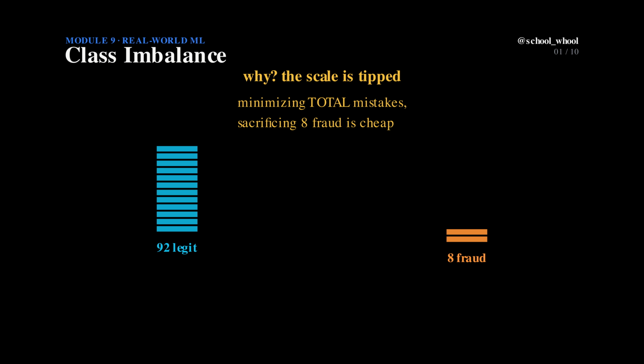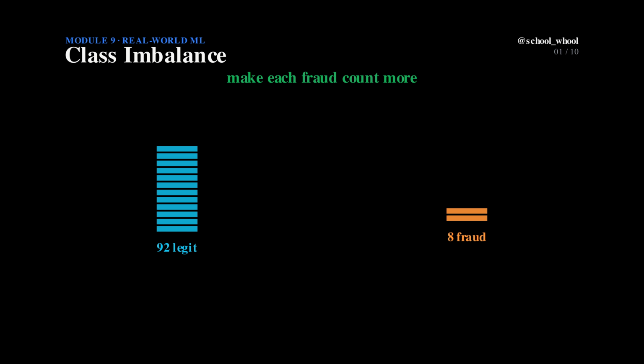The fix is to change what counts. We tell the model that each fraud matters 11.5 times as much as a legit, the same ratio as their counts. Now the two sides of the scale weigh the same. A missed fraud hurts the model just as much as many missed legits. The rare class can no longer be ignored.